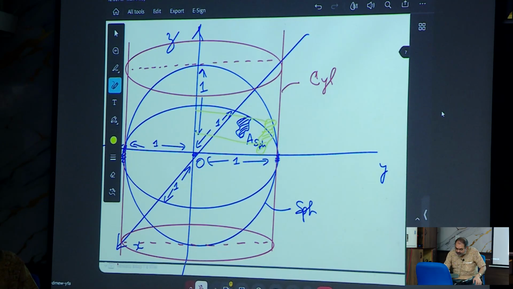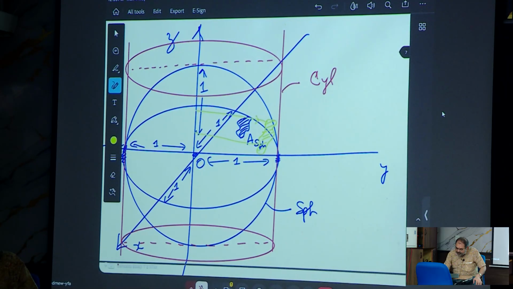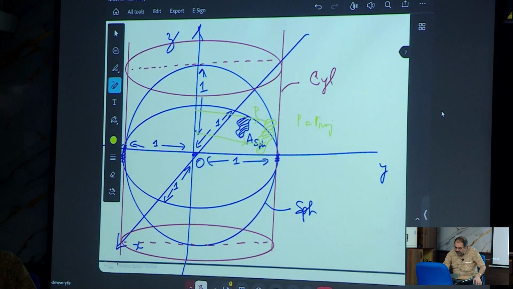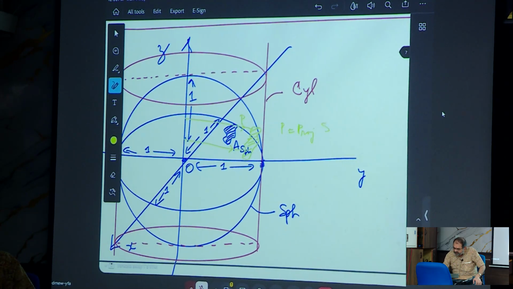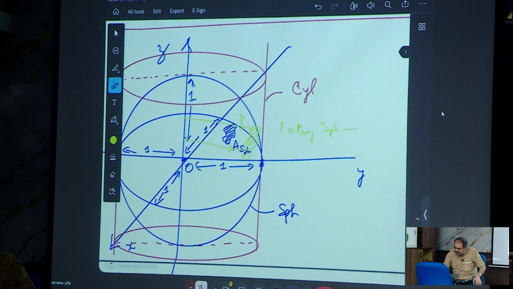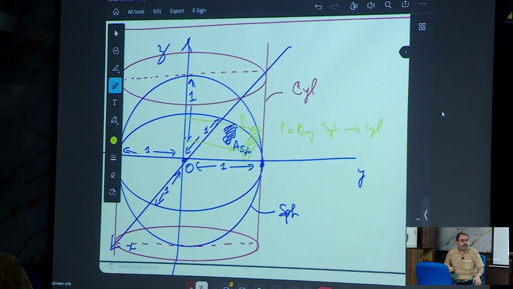Now there is this mapping, this is a projection mapping. Let me call it P is equal to proj, and this is a projection from the sphere. So this map is from the sphere to the cylinder, okay? And here is the theorem of Archimedes.